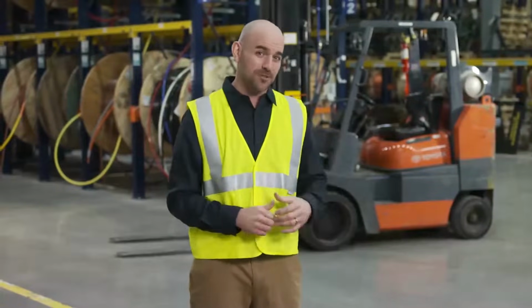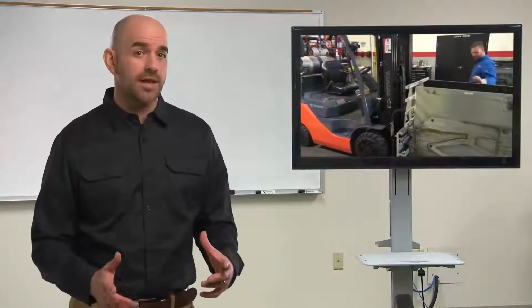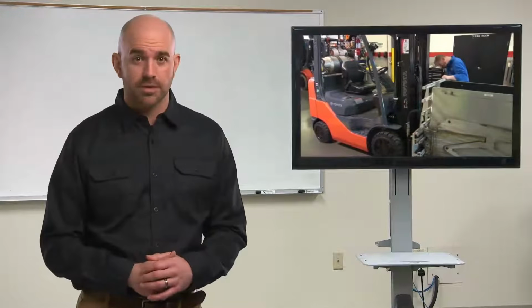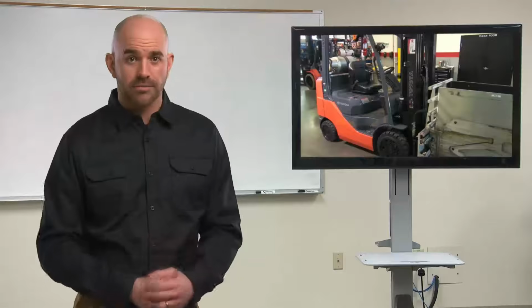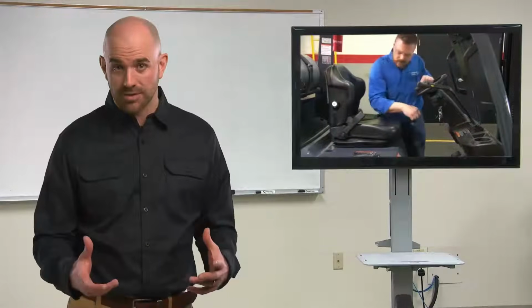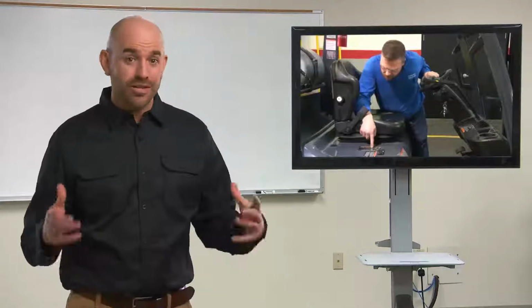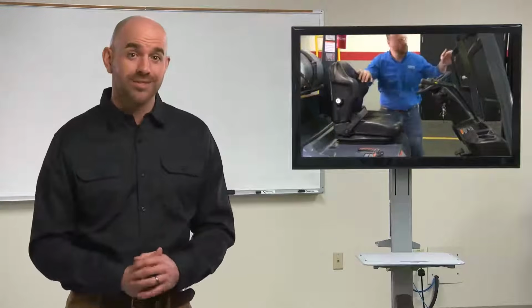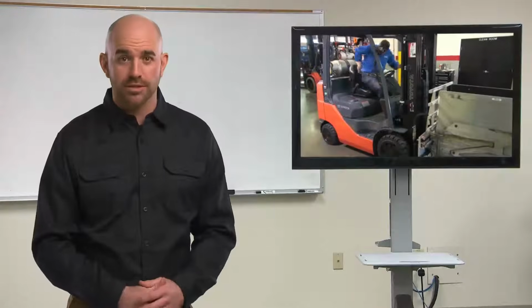Let's head back to the classroom to finish up. If the forklift has a non-standard front end attachment, the data plate must identify it. The data plate must show the combined weight of the truck and the attachment at the maximum mast height with a centered load. And that's all done so you can be certain your forklift is capable of doing the job you need it to do.